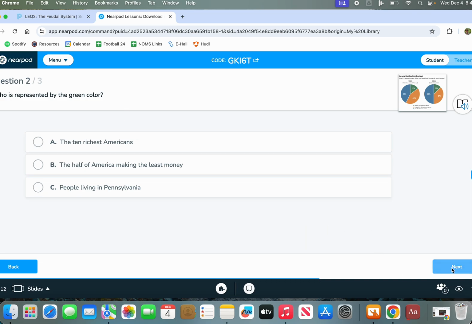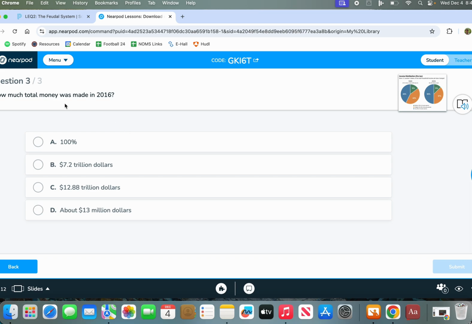And finally, how much total money was made in 2016? 100%, 7.2 trillion, 12.88 trillion, about $13 million. Okay, so answer those questions. If you need to pause this at any time or go back to it, you're more than welcome to. But at this time, if you're not finished with those questions, pause the video and start it back up when you are ready to move on.